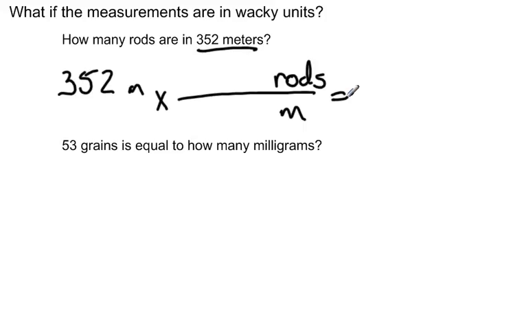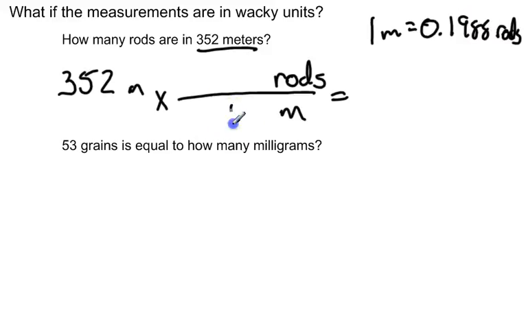I found how many rods are in a meter. It says 1 meter equals 0.1988 rods. Again, whatever it is, you can do it because you're just letting the units tell you how to do the conversions. So let's plug it in.